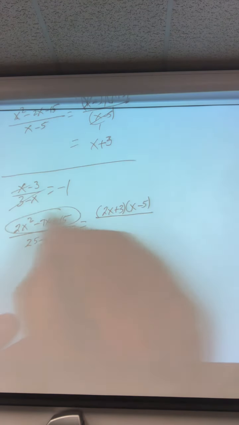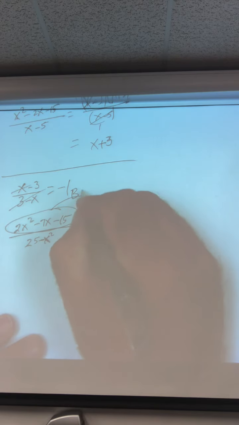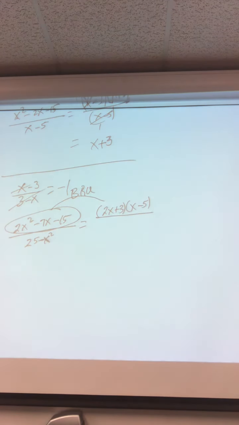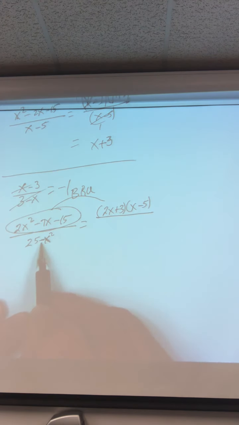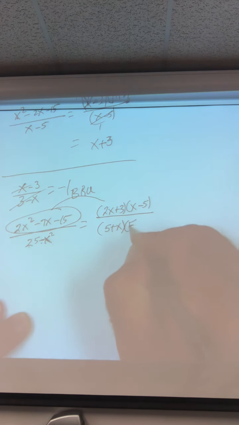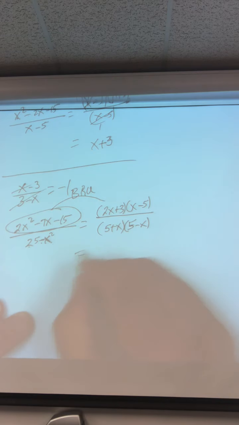You take this and do the Brew method on it. If you go to the side and do the Brew method, that's what you'll get. So, if you need to go to the side, and you probably do, go to the side and do that. Now, the bottom is the difference of 2 perfect squares. So this is 5 plus x times 5 minus x.